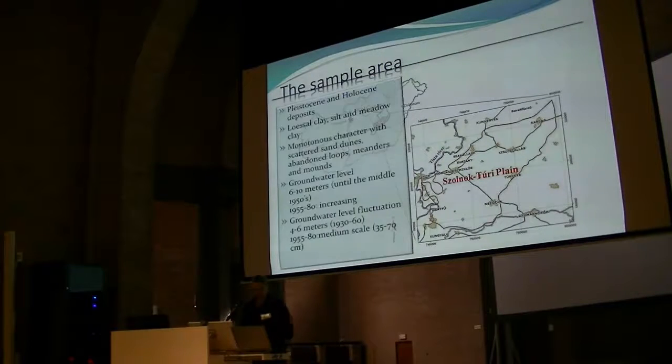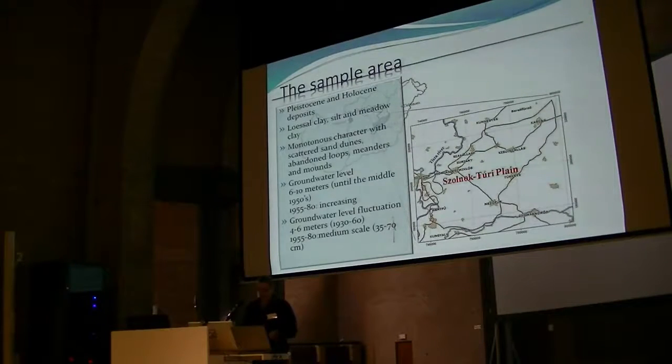So this area is covered by Pleistocene and Holocene deposits. That means clay, silt, and meadow clay. The landscape is very monotonous. Only scattered sand dunes and loops, meanders, and mounds break this monotony.